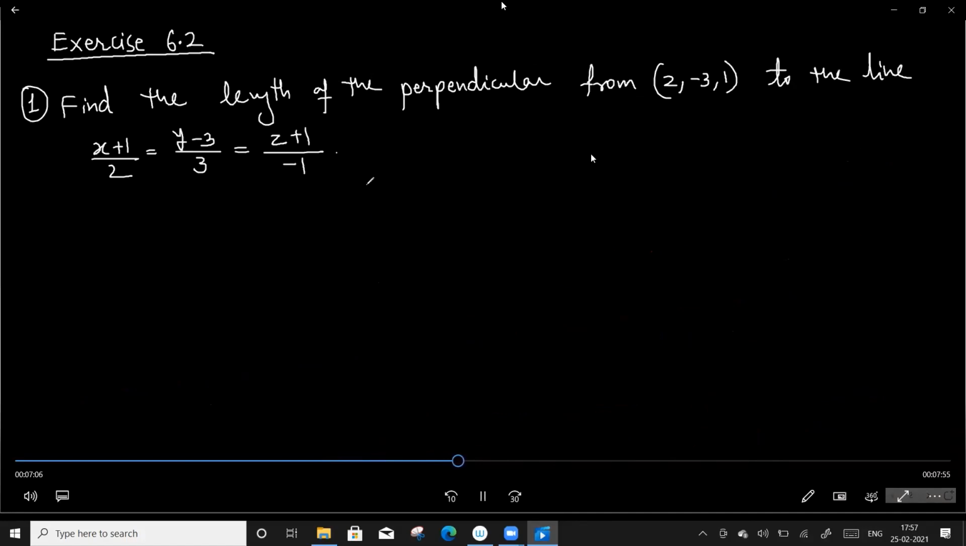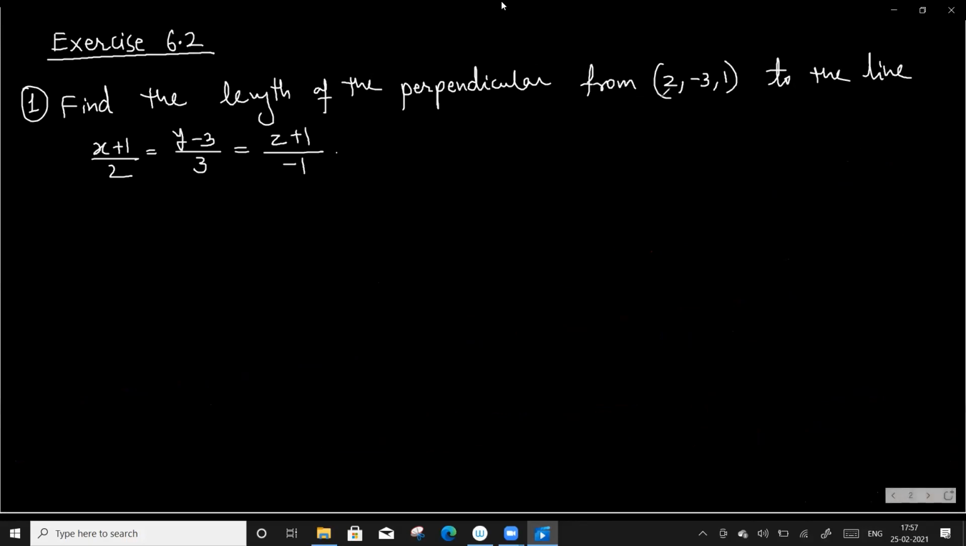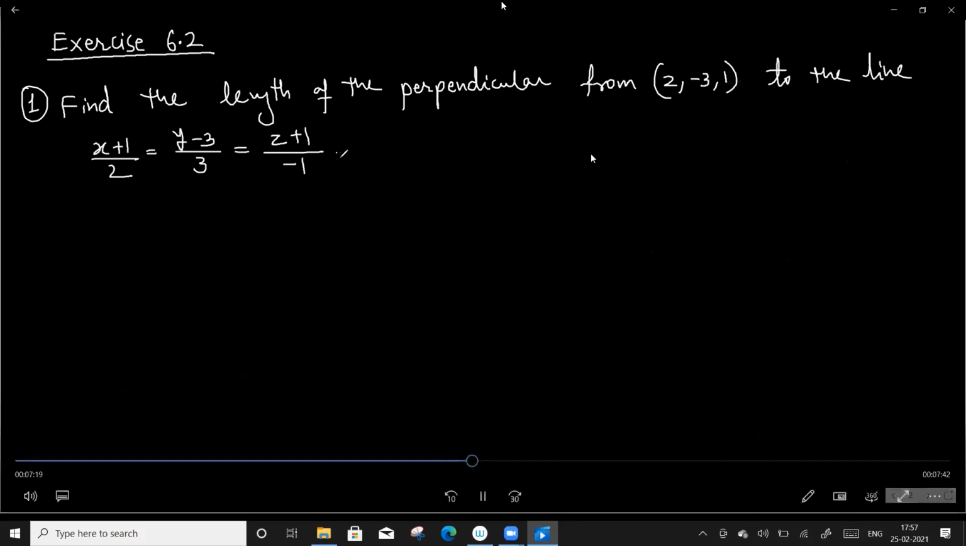So for your reference, there is a question here from exercise 6.2. This is Maharashtra State Board textbook, question number 1. Find the length of the perpendicular from (2, -3, 1) to the line. They give us the equation of the line.